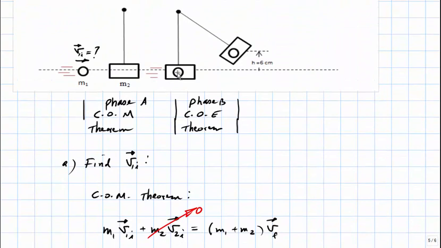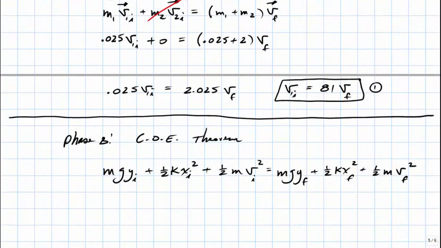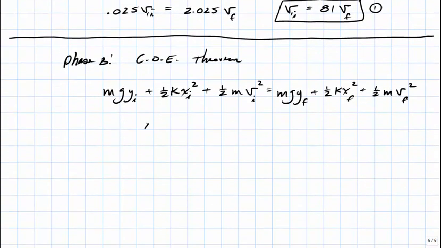Within phase B, we basically have the wooden block and the bullet moving as a single unit together. Therefore, the mass that we will be using within the conservation of energy theorem is the combined mass of the bullet and the block. So we'll make a note that the mass simply equals m1 plus m2.